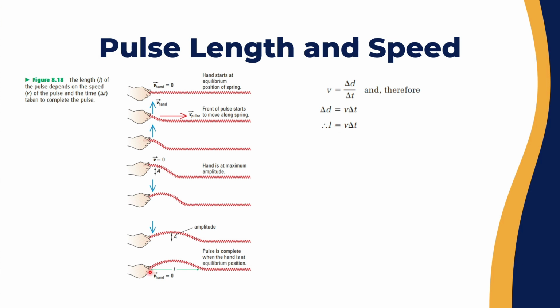In this case, you measured the length from here all the way to here. That's the length of the pulse, which equals the velocity of the pulse, how fast it's transferred from one side of the spring to the other, times the time, how long it took until it reached the other side of the spring.